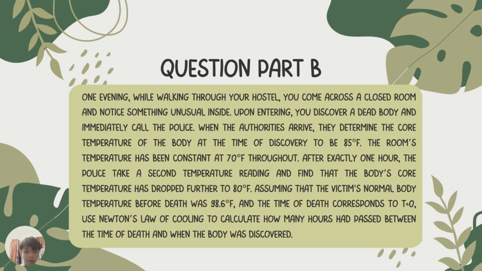After exactly 1 hour, the police take a second temperature reading and find that the body's core temperature has dropped further to 80 Fahrenheit. Assuming that the victim's normal body temperature before death was 98.6 Fahrenheit and the time of death corresponds to t equal to 0, use Newton's law of cooling to calculate how many hours had passed between the time of death and when the body was discovered.